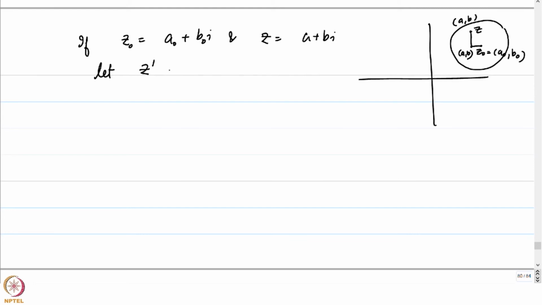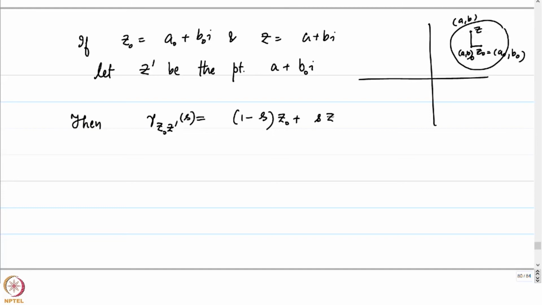So let z prime be the point (a, b0) rather. This is the x-axis, so a will be the same, and this is the y-axis, so it will be (a, b0). So let z prime be the point a plus b0 i. Then gamma z0 z prime of s is given by 1 minus s times z0 plus s times z prime.